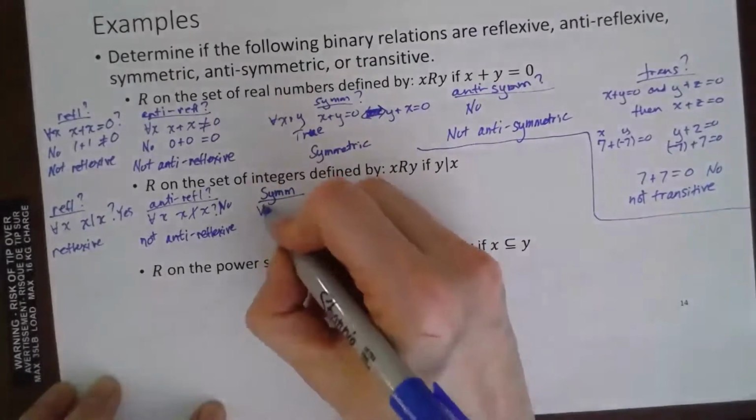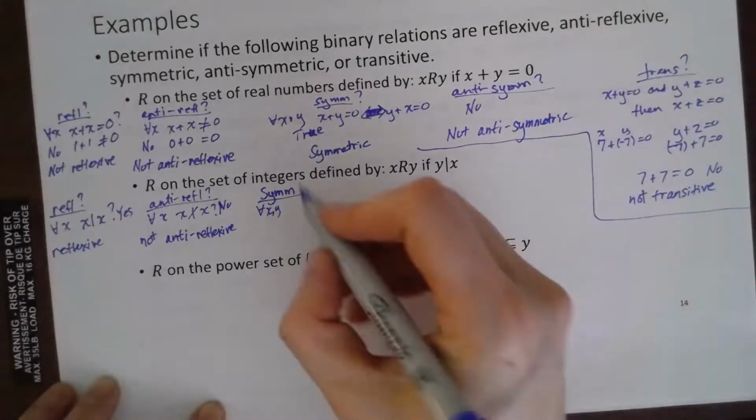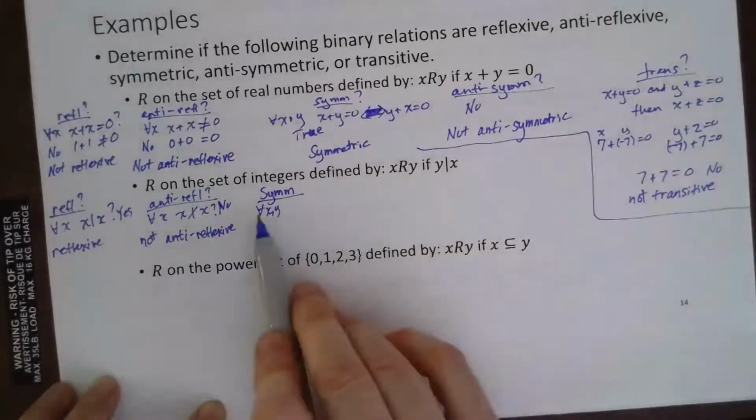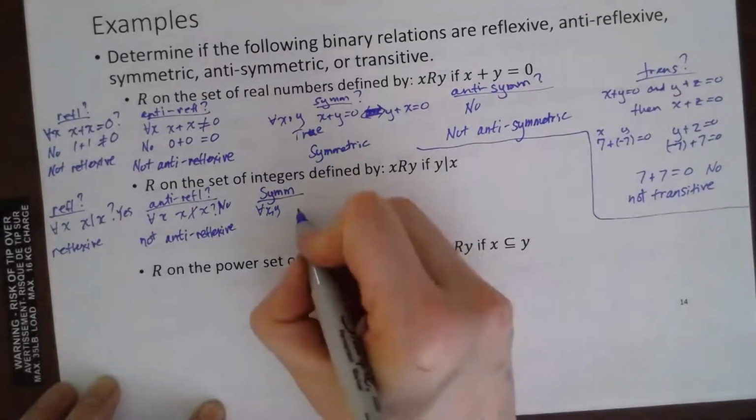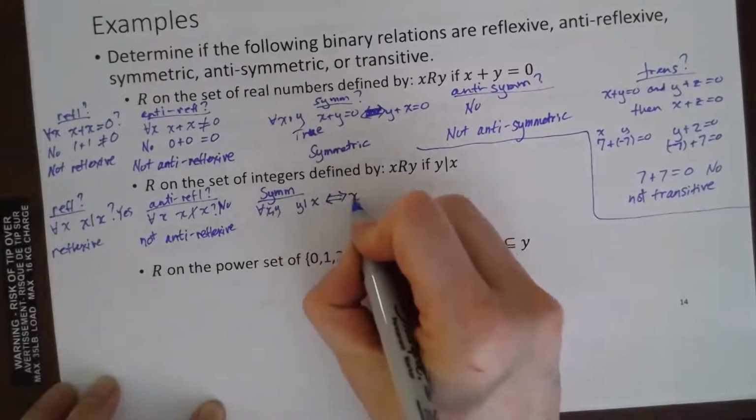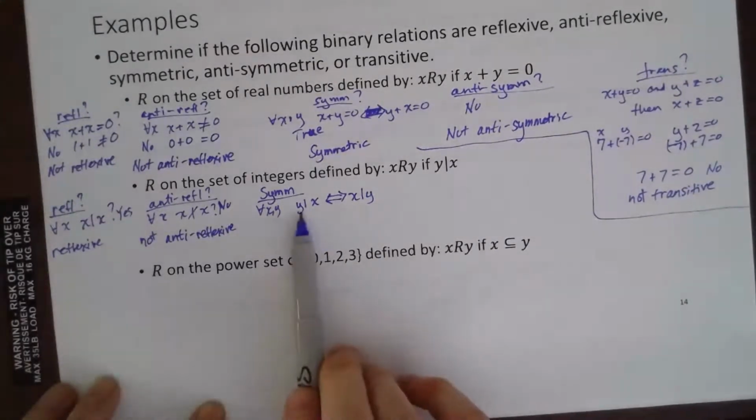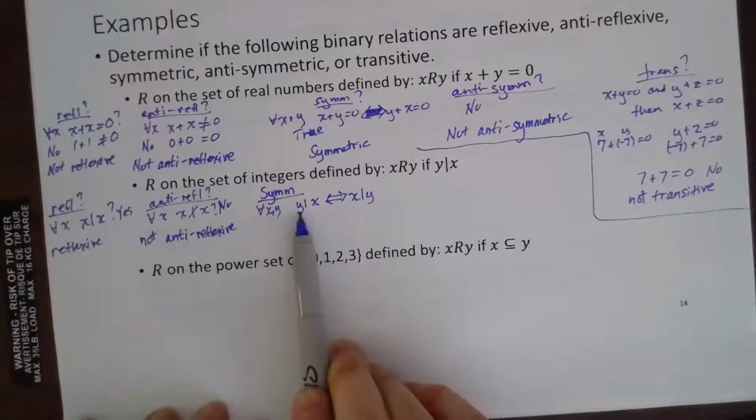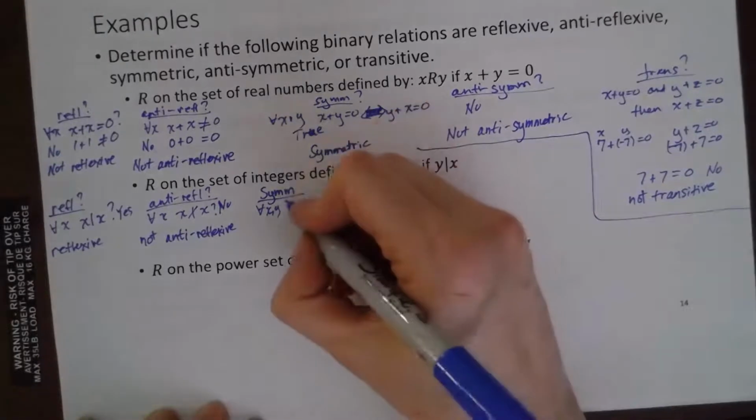So that's asking ourselves, no matter what x and y I pick, if these are related, so let's say x and y are related, that means y divides x. Will that be true if and only if x divides y? So let's say y divided x. Would I automatically get that x also divides y? No. And this is also for x not equal to y.